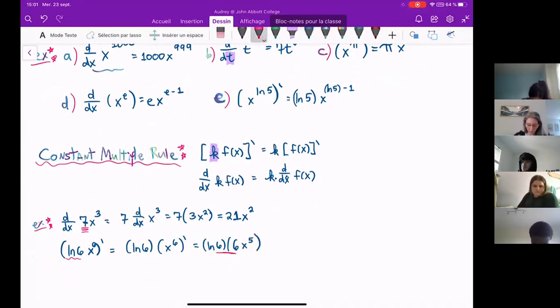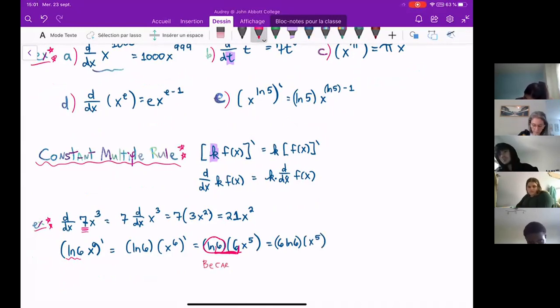Okay, so the reason I wanted to add this one here is because you need to be careful. A lot of people think that you can multiply those 6's together. But ln 6 is a number in and of itself. So a better way to write this would be 6 ln 6 times x to the 5th. So just make a note to yourself to be careful. Ln 6 times 6 does not equal ln of 36. In other words, I can't multiply those two 6's together. Does that make sense?